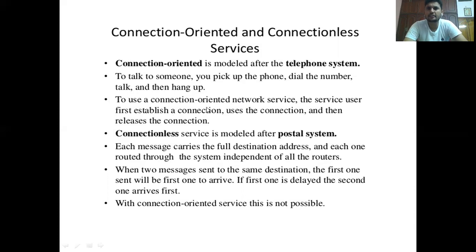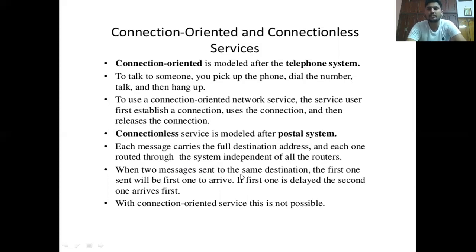To use a connection-oriented network service, the service user first establishes a connection, uses the connection, and then releases the connection. First, they have to establish a connection, use the service of the connection, and then release the connection. But coming to connectionless, each message carries the full destination address, and each one is routed through the system independently of all the routers.